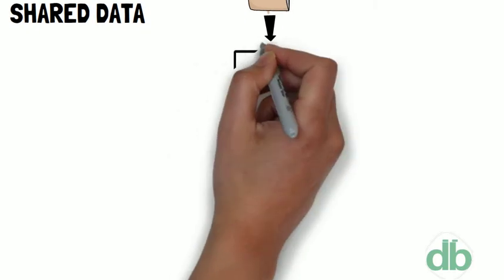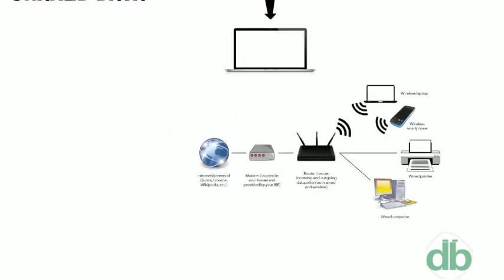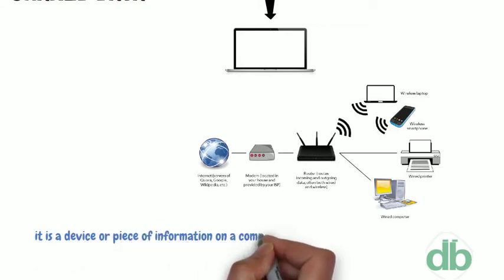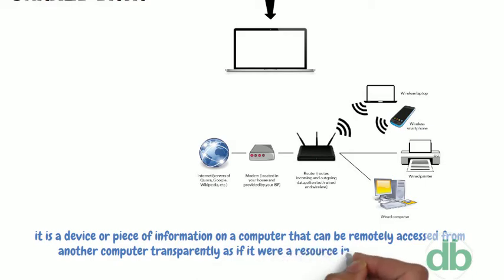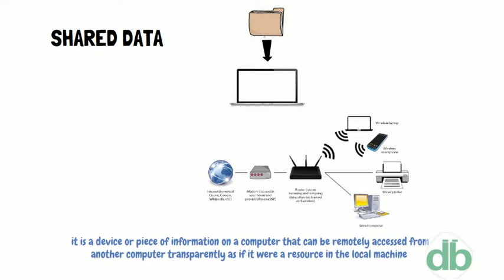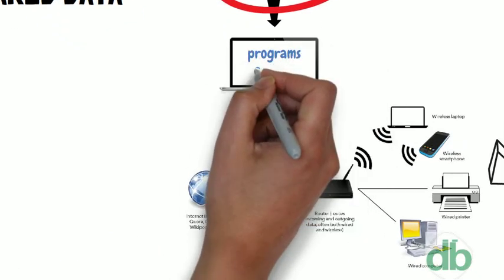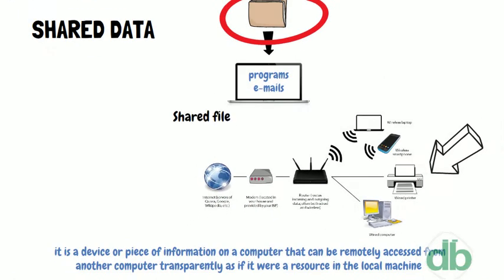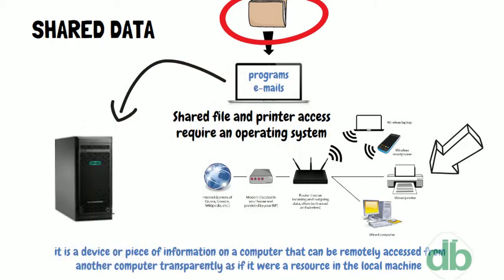Shared data is a computer resource made available from one host to other hosts on a computer network. It is a device or piece of information on a computer that can be remotely accessed from another computer transparently, as if it were a resource in the local machine. For example, data files, printer, access programs, and email. Shared file and printer access require an operating system on the client that supports access to resources on a server.